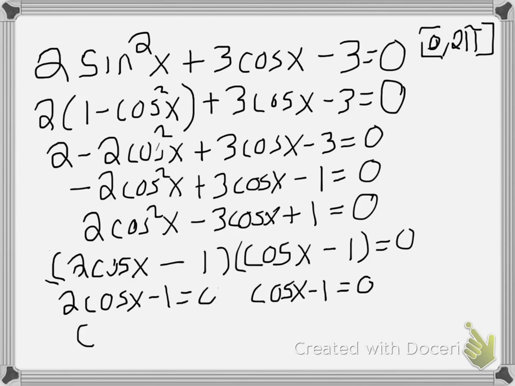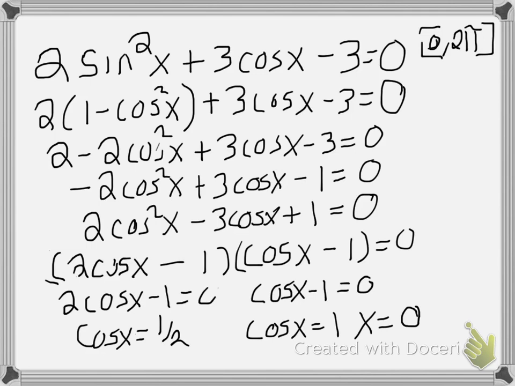So we get cosine of x equals 1/2, and the cosine of x equals 1. Okay, so now all we got to do is figure out where between 0 and 2 pi does the cosine equal 1/2, and where between 0 and 2 pi does the cosine equal positive 1. Okay, well, for the cosine to equal positive 1, that's easy. That's at x equals 0. And also at 2 pi, but we only have to put it down once.